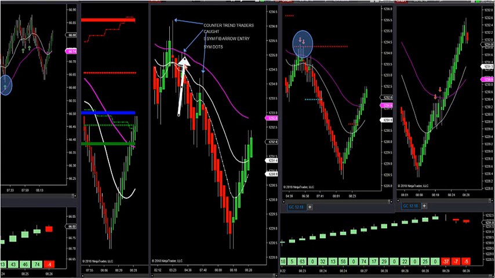As soon as the first green bar prints, you're looking for a possible setup, whether it prints here or down here.